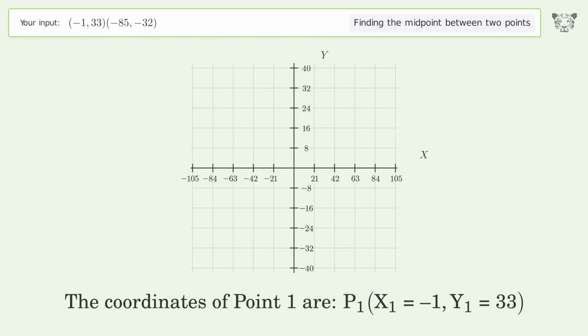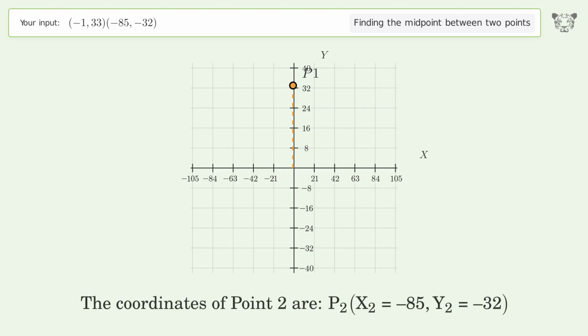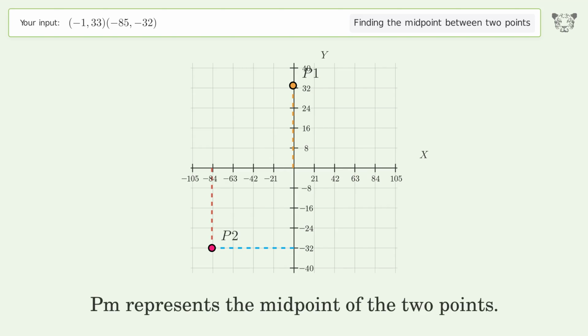The coordinates of point 1 are x1 equals -1, y1 equals 33. The coordinates of point 2 are x2 equals -85, y2 equals -32. PM represents the midpoint of the 2 points.